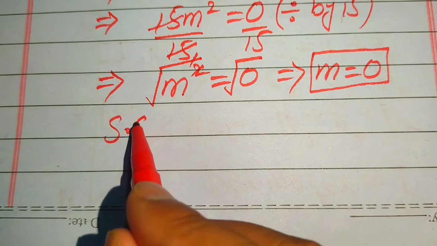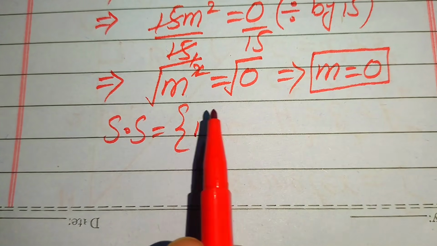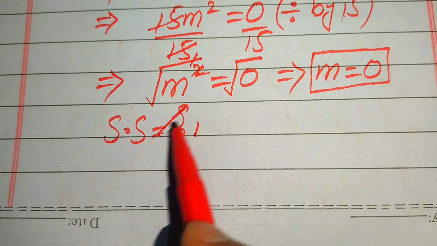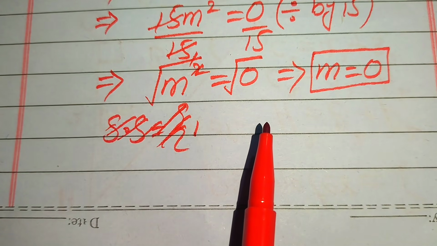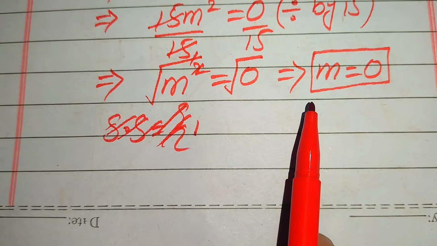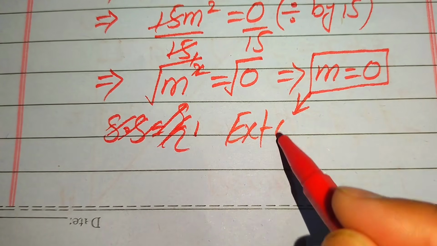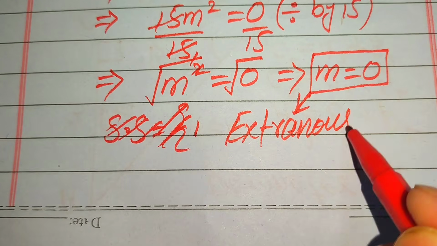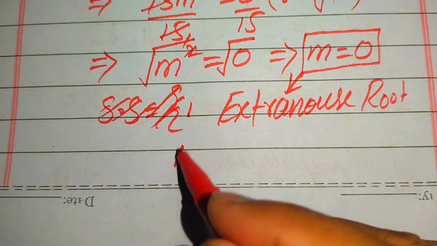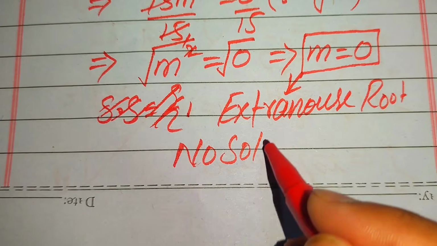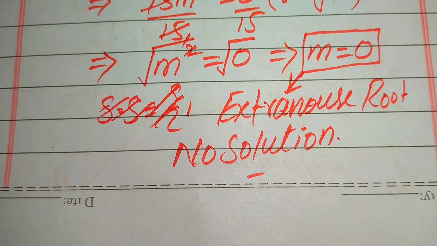So finally, we have the solution set of the given question. In the first method, we see that m equals 0 does not satisfy our given question statement. M equals 0 is not satisfied, so it means that m equals 0 is the extraneous root of the given equation. And finally we conclude that this question has no solution, because we cannot get any value of m which satisfies our given question statement.